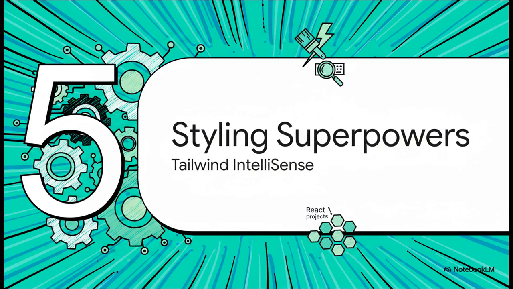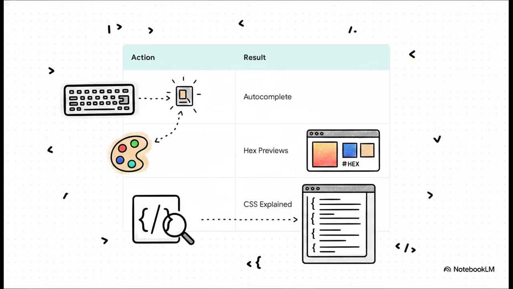Section 5. Styling Superpowers. Tailwind CSS IntelliSense. If you're using Tailwind in your React projects, consider this your absolute final layer of polish. It is the master key to unlocking maximum speed for developers using utility-based CSS. The workflow breakdown here is just brilliant.